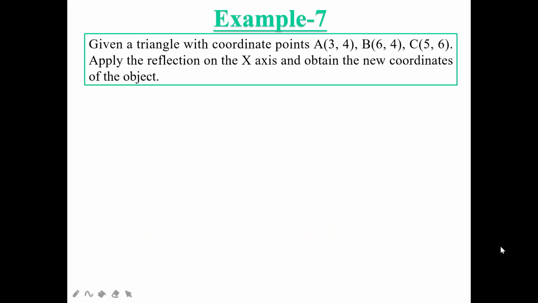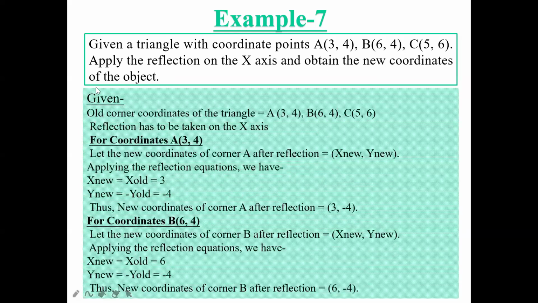Now I have one example. Here you can see how you're going to represent. So you have one triangle where the coordinate points have been given. A, B, C will represent your vertex points, and they have the x1 value and y1 value, here x2 value, y2 value, and x3 value, y3 value. So you are going to apply the reflection on your x-axis, and you are going to obtain the new coordinates of the object. How are you going to do it? So here the given values will be the old corner coordinates, otherwise you can say that it is the initial coordinate value of your triangle.